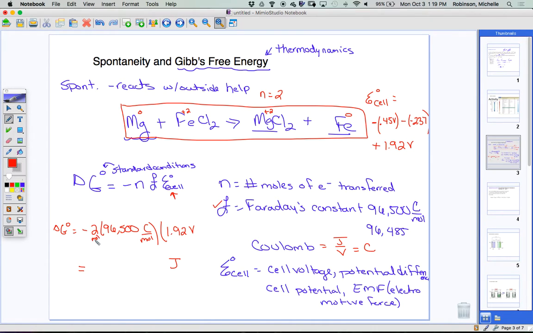Well, the moles are going to cancel. You're right. You're going to get a coulomb times a volt. But if you know that a coulomb is a joule per volt, then you get joule per volt times volt. And the volts will cancel and you'll be left in joules. Let me do the units on a separate paper.